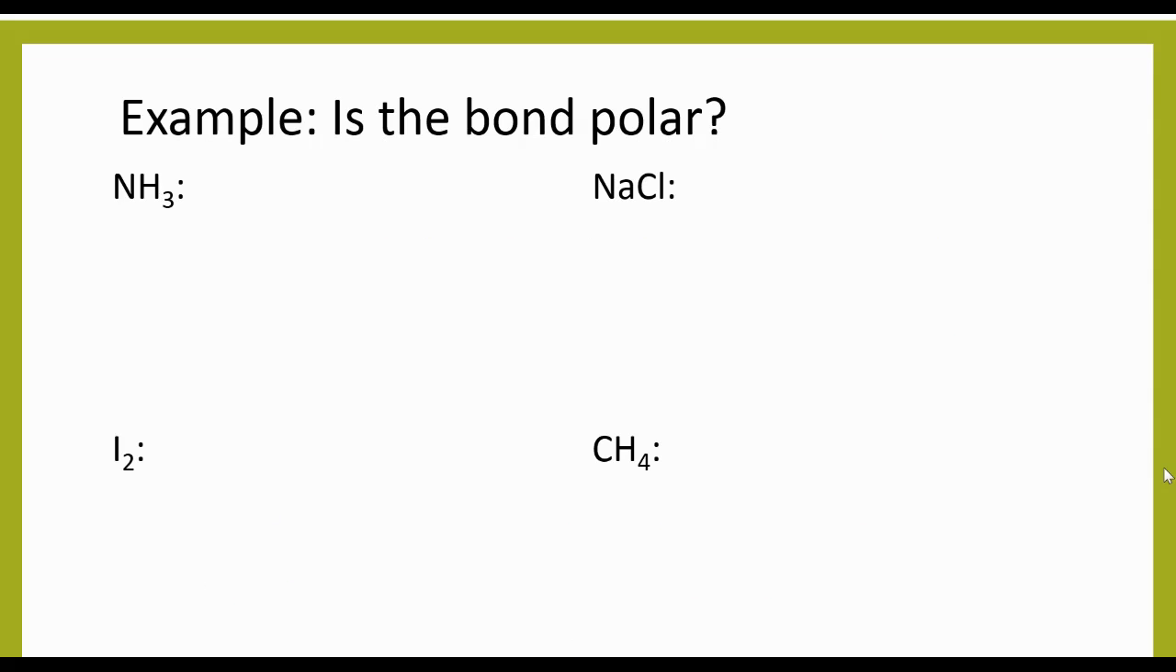Okay, so we're going to work through some examples, answering the question: is the bond polar for these compounds? Keep in mind when we think about bonds, it's between two different atoms. So we're going to think about the two atoms involved in each of these bonds. For NH3, it involves one nitrogen and one hydrogen. Nitrogen is 3.0, hydrogen is 2.2. That's a difference of 0.8, which is polar covalent, because it's between 0.5 and 1.5.